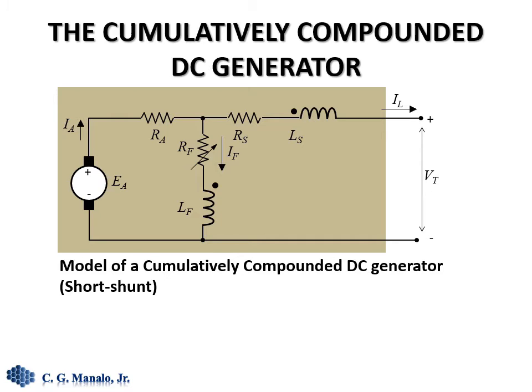This is the circuit for the short shunt type of the compound generator. So the shunt field is connected in parallel only to the armature circuit, and the series field is now in series with the load.